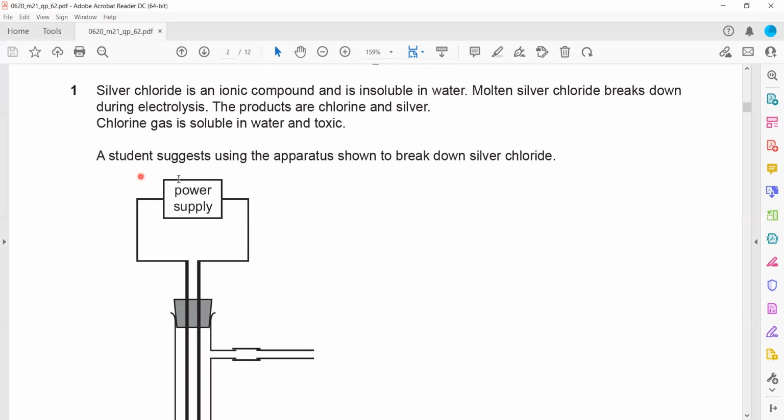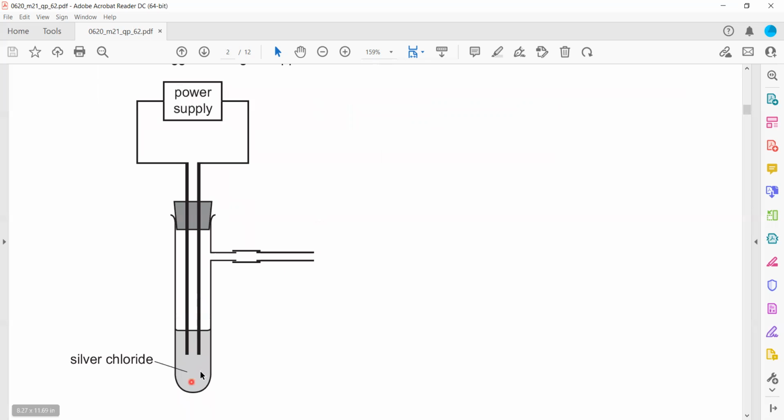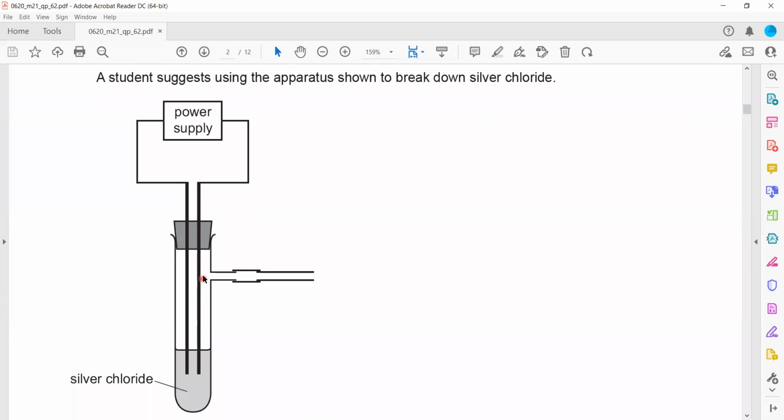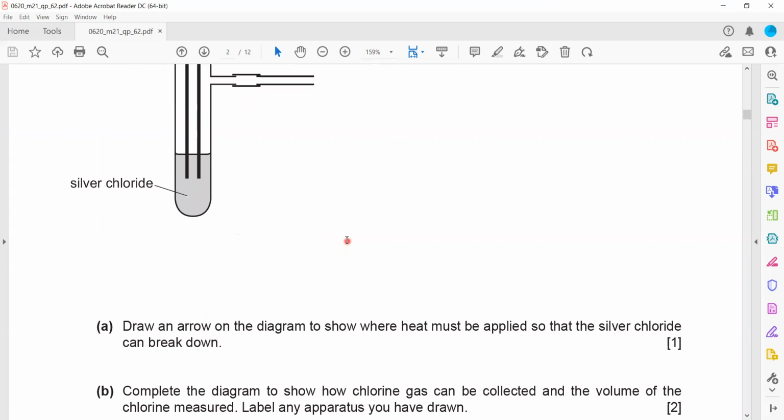A student suggests using the apparatus shown to break down silver chloride. So in a test tube, he has molten silver chloride, passing a current through it, producing silver metal, which will stick to the cathode, and chloride ions are attracted towards the anode, producing chlorine gas.